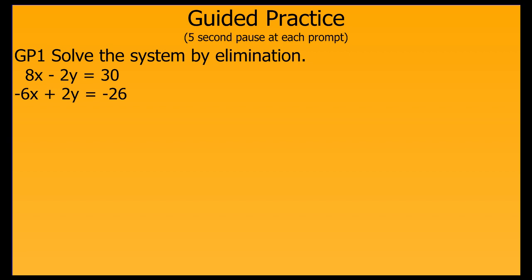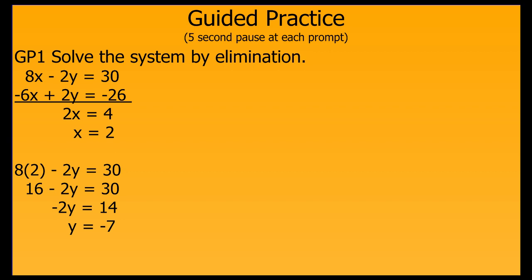What we're trying to do is solve the system of equations by elimination. How do we do that? Since we have a positive 2y and a negative 2y, we should add these equations together. Now what? Now we solve for x. What's next? Next, we substitute 2 in for x in one of our original equations. I picked the top equation, but you could use either one.